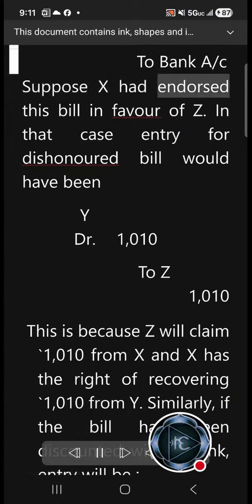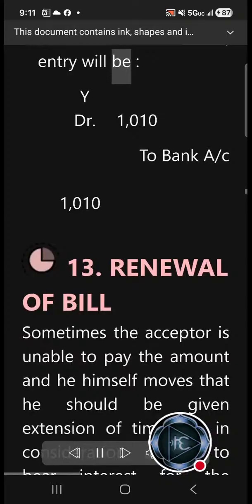Suppose X had endorsed this bill in favor of Z. In that case, the entry for the dishonored bill would have been Y Doctor $1,010, to Z $1,010. This is because Z will claim $1,010 from X and X has the right of recovering $1,010 from Y. Similarly, if the bill has been discounted with a bank, the entry will be Y Doctor $1,010, to Bank A/C $1,010.